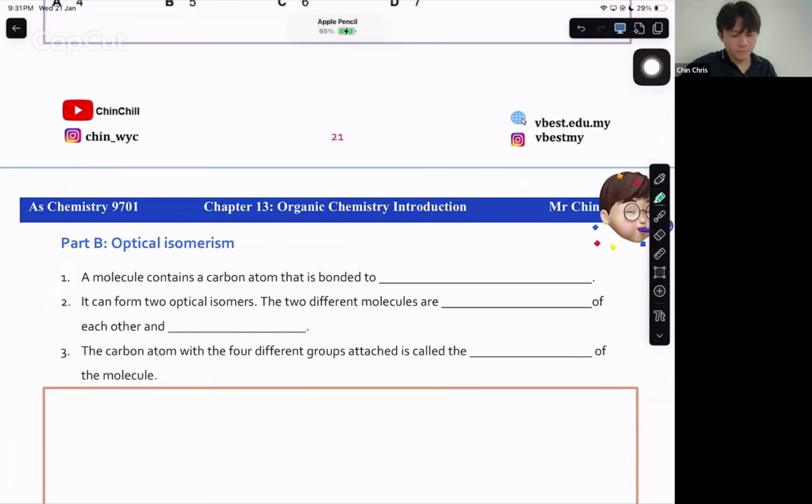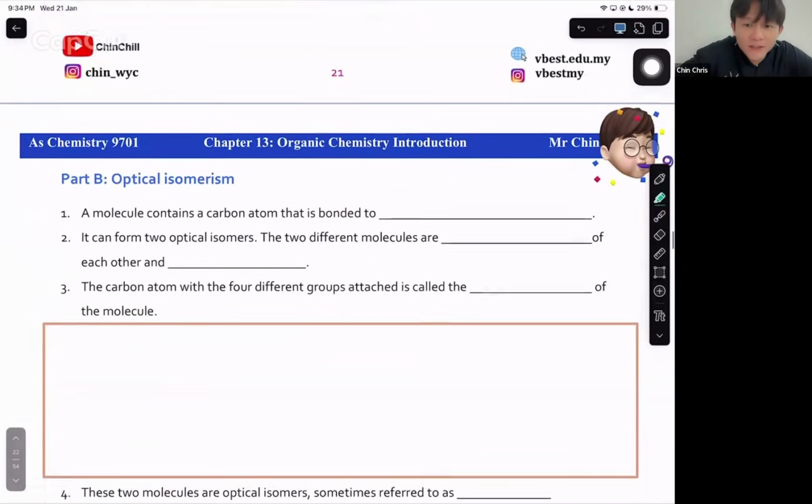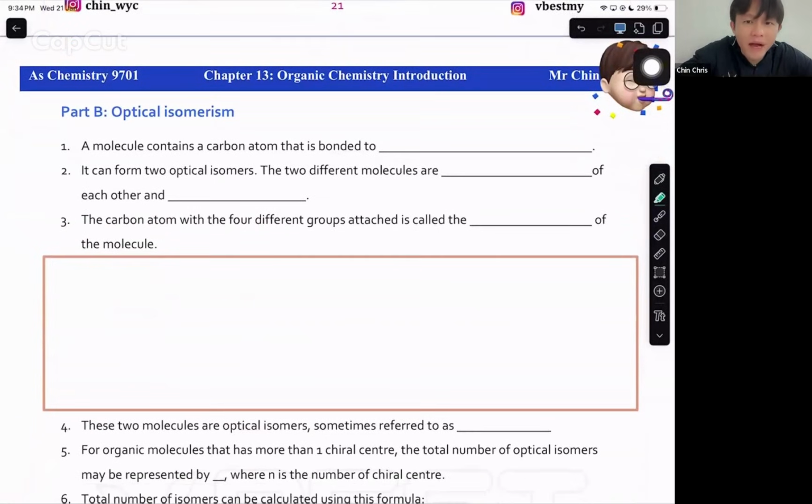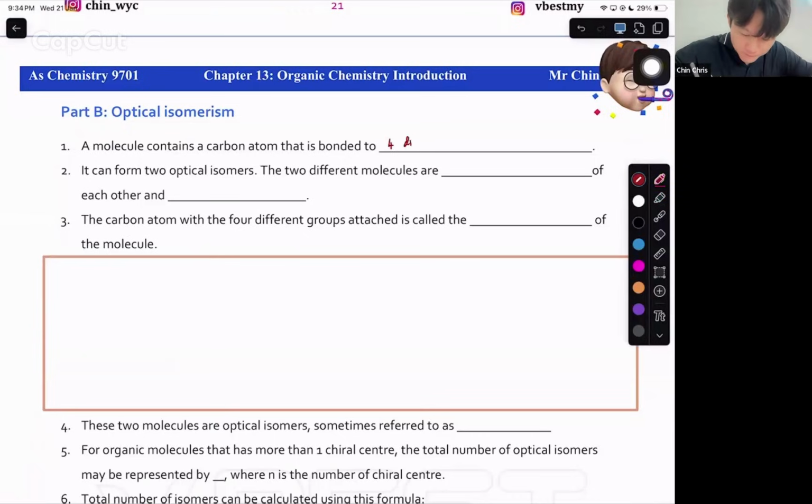Alright, guys, let's go. No time to waste. Let's continue. For optical isomerism, we have a molecule that contains a carbon bonded to four different groups or atoms. Remember, for optical, it's four different groups or atoms. So it can form two optical isomers. These two optical isomers are mirror images of one another, and non-superimposable.